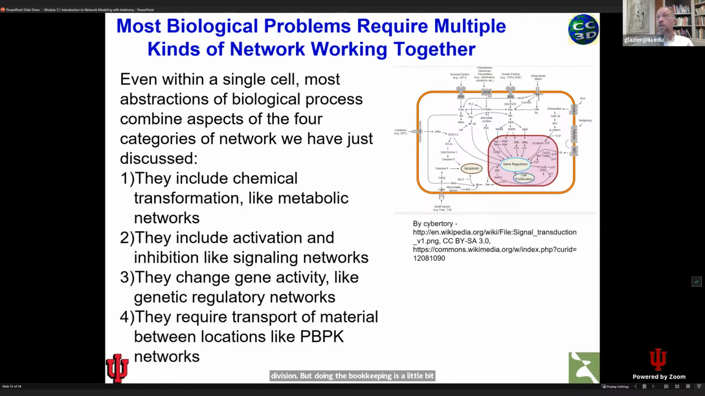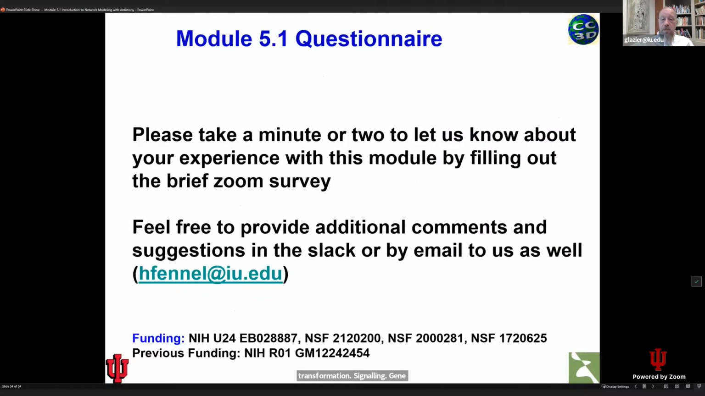Ultimately, these networks have to work together. Almost all of the problems that we're going to address have some transport, some chemical transformation, some activation and inhibition, some change of gene activity. And so we're almost always going to have to think about very limited, but nevertheless significant aspects of all four of these kinds of processes: chemical transformation, signaling, gene regulation, and transport. So that's what I wanted to say as an introduction to building network models.